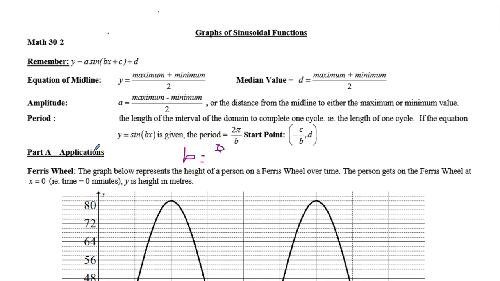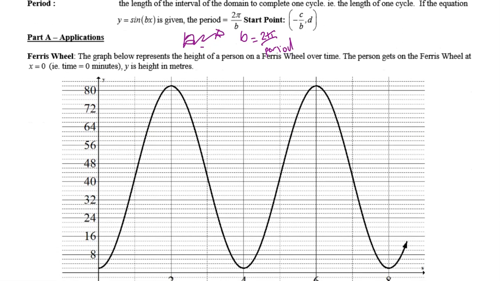I'm trying to use the mouse to draw instead of the tablet. So b is equal to 2 pi divided by the period. And the start point, and we'll get into the start point in a minute, is negative c over b, comma d. So let's take a look at a couple of applications.